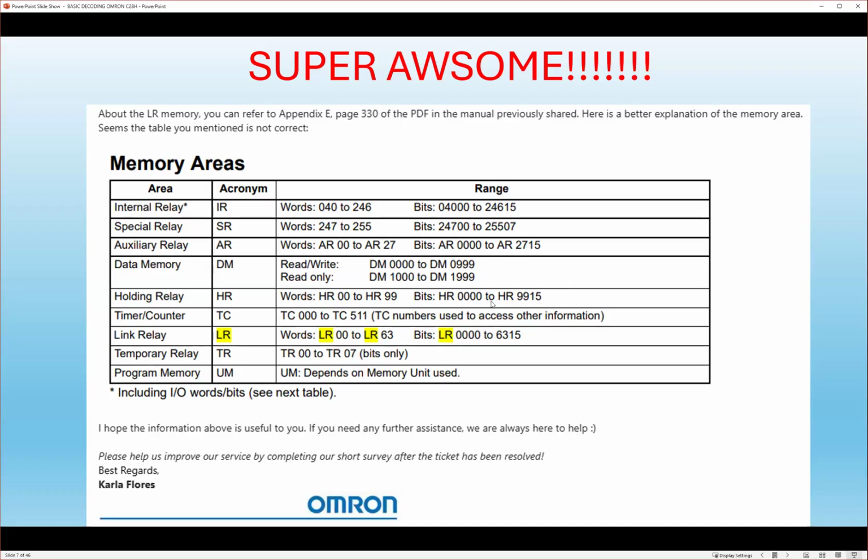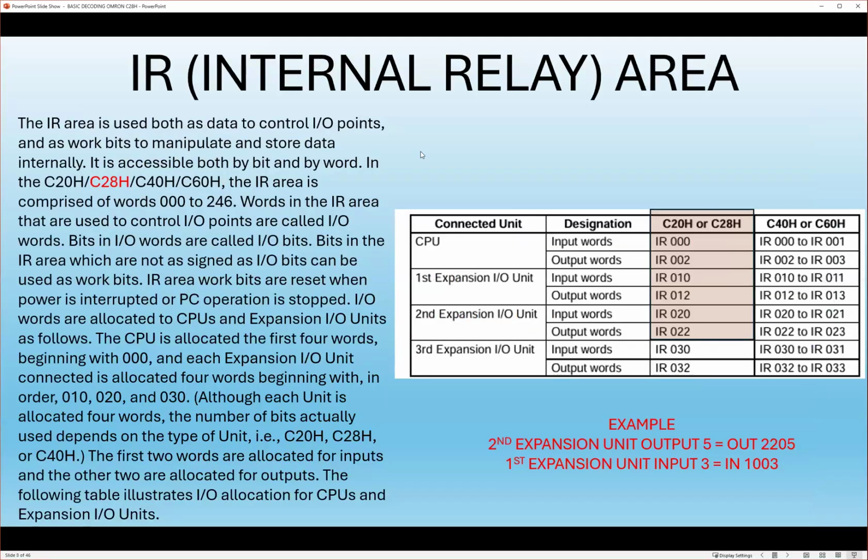Now we have a good explanation of what's going on in here, our link relays and our acronyms that relate to all these words and bits. So our internal relay area, this is important for us because in the field, in the unit that we're going to be working on, we do have one CPU and it also has 2 expansion units. And this is important because our internal relay words that correspond to those inputs and outputs, right, are going to be shown right here. This is straight from the OMRON manual itself, of course.